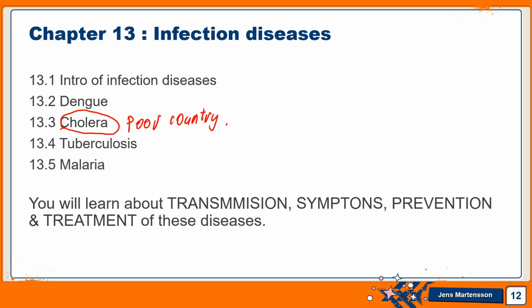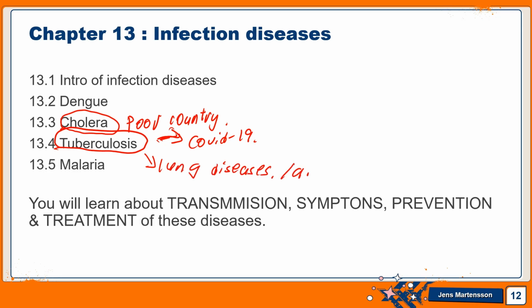And tuberculosis, this disease is like COVID-19. It is also a lung disease. It also will affect the lung. And it is also an airborne disease. Airborne disease means that it is spread through the air. It's also a lung disease and also an airborne disease. Dia macam COVID-19 punya. And the final one is malaria. Malaria macam dengue.